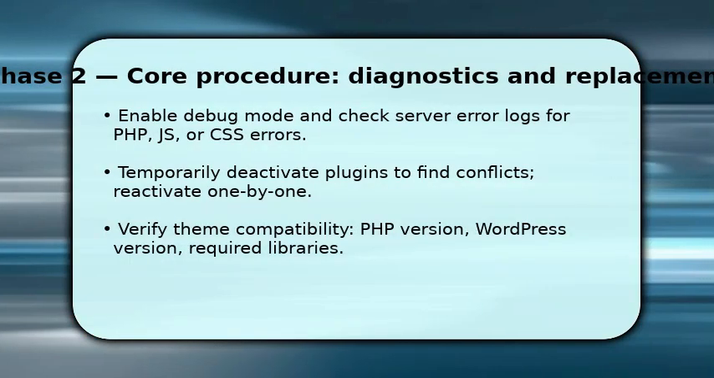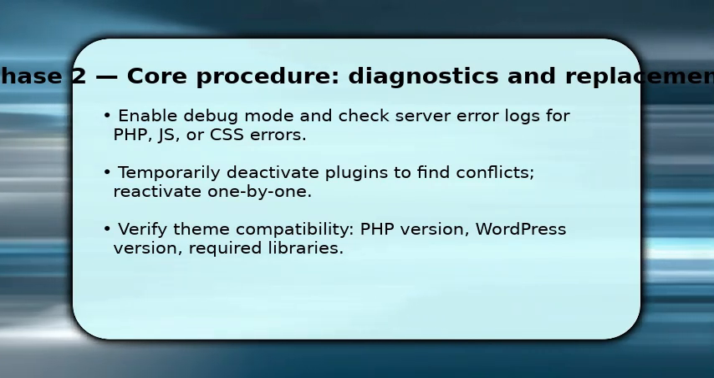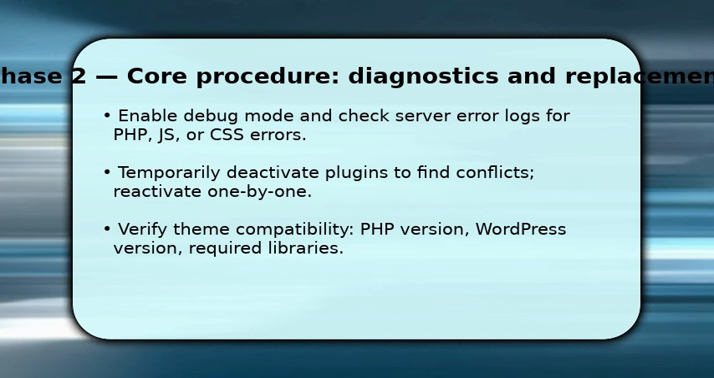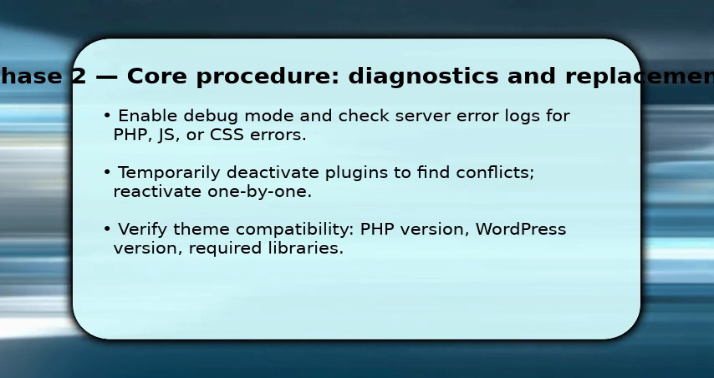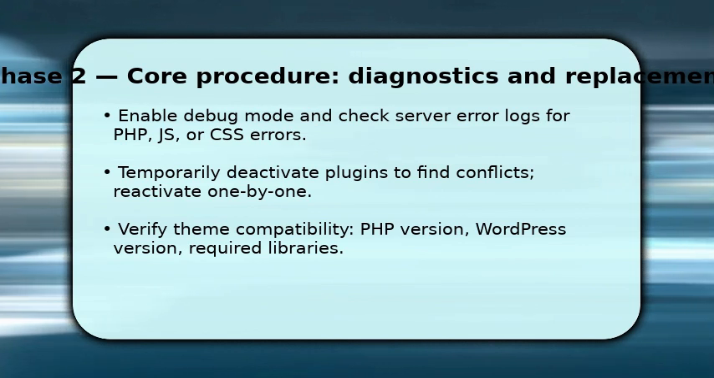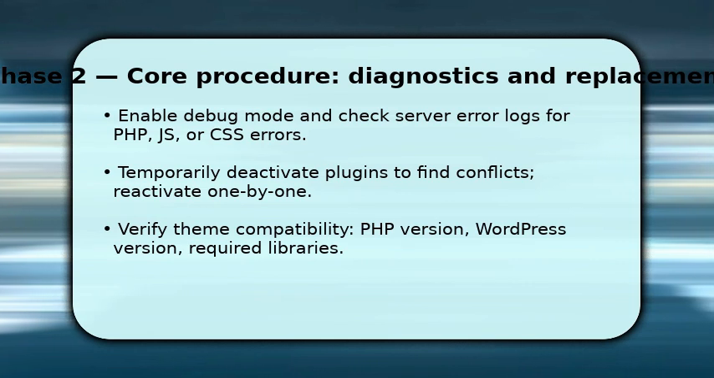You now dig deeper. Enable debug mode and review server error logs to see PHP, JavaScript, or stylesheet errors. Then, deactivate all plugins and reactivate them one by one to detect conflicts. This isolates incompatibilities. Also, check that the theme supports your PHP and WordPress versions, and that required libraries or modules are installed. If you find a specific file causing errors, replace it from a clean copy. Otherwise, note the exact error lines for the next repair step.